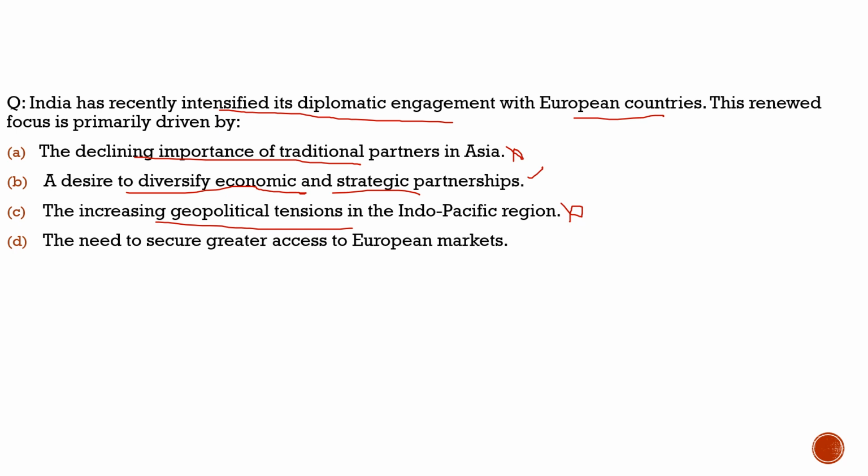Option D, the need to secure greater access to European markets. This is not the primary driver, but it is also needed for our diplomatic relations, as we are trying to have diplomatic engagement with European countries. But with respect to this question, we will mark this correct, because if we look at the options, option B and option D are very much similar. So options B and D become correct with respect to this question. Now with this, let's move to another question and try to solve that.